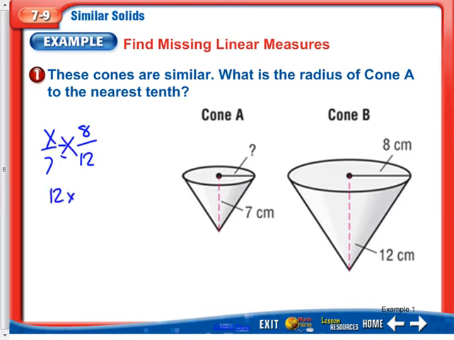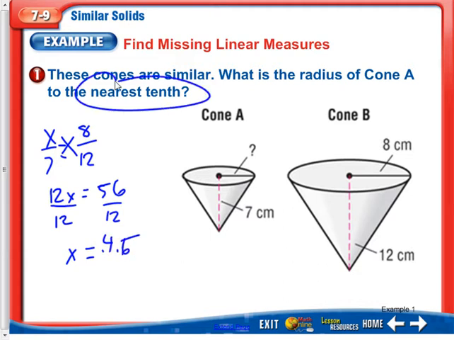So we would say 12x is equal to 56. Divide both sides by 12 to get x is equal to 4.6 repeating. And it says here round to the nearest tenth, so we're going to say 4.7 centimeters. And that'll just be regular centimeters because all we're doing here is finding the radius, and that'll be my answer. So again, just kind of a refresher here of how to use proportions and corresponding parts to solve for proportional shapes.